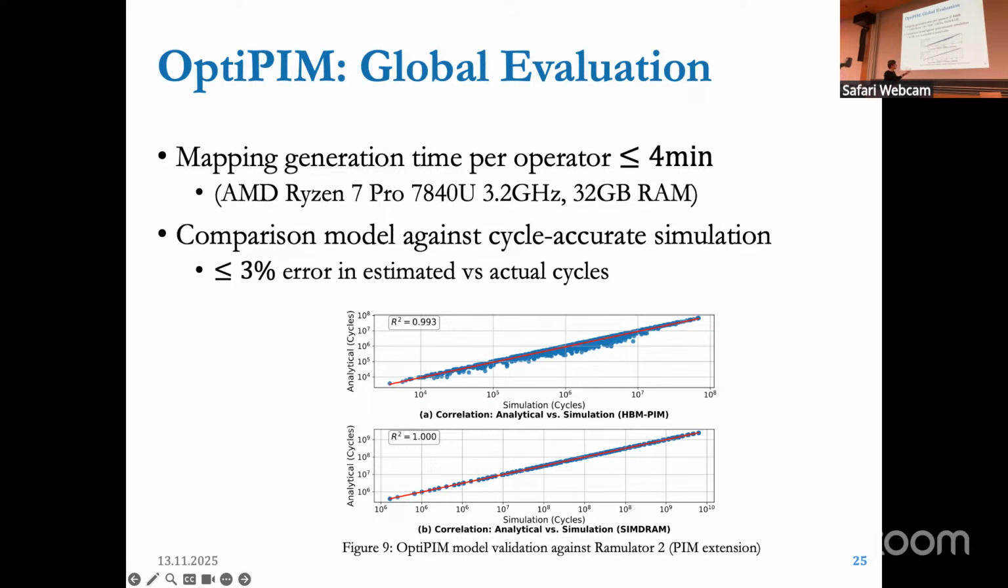You can see that especially for SIMDRAM, this is very close to optimal. And for HBM-PIM, we're within 1 order of magnitude of the actual error, and most of the time even a lot better.